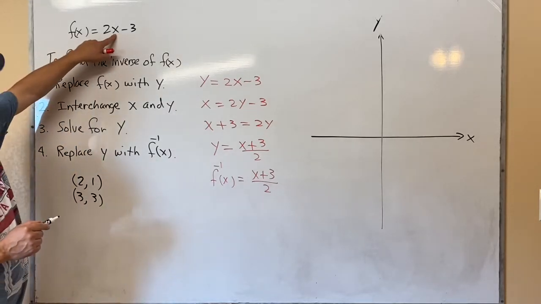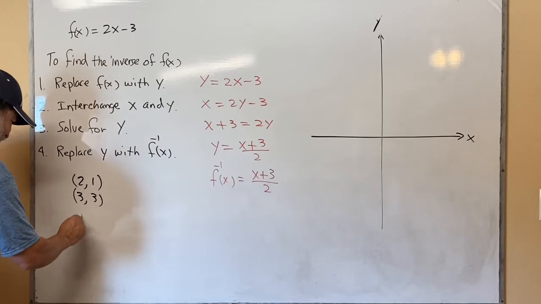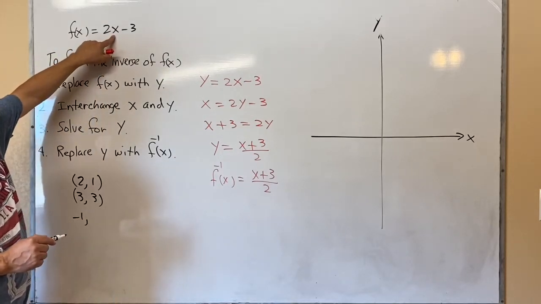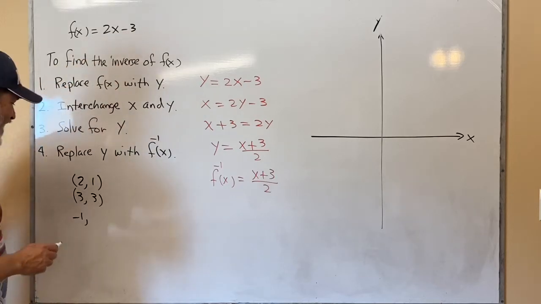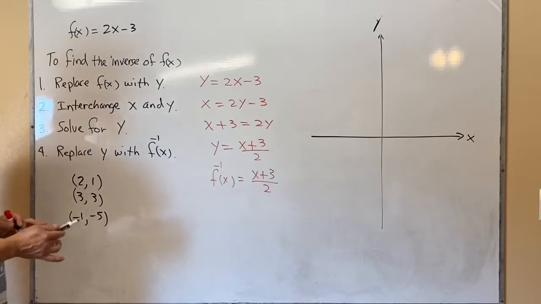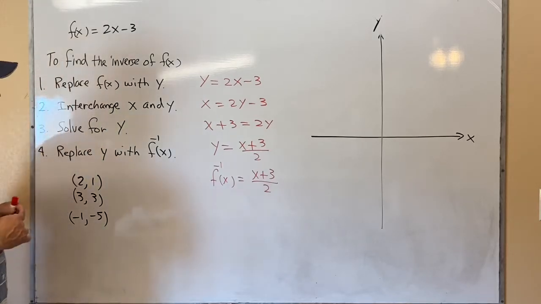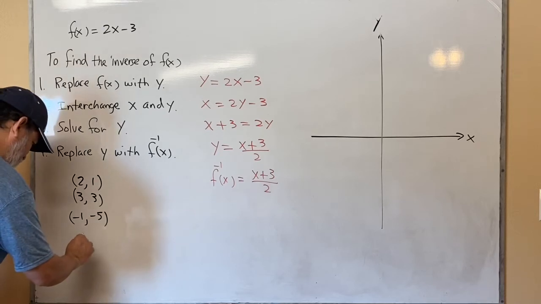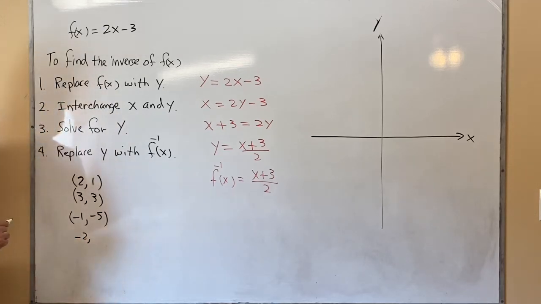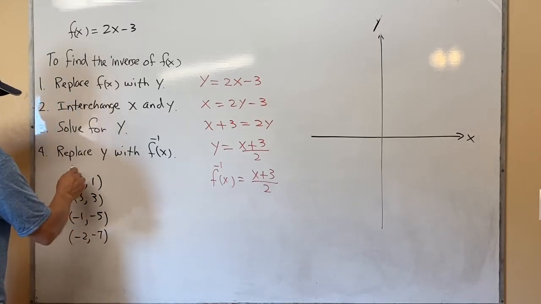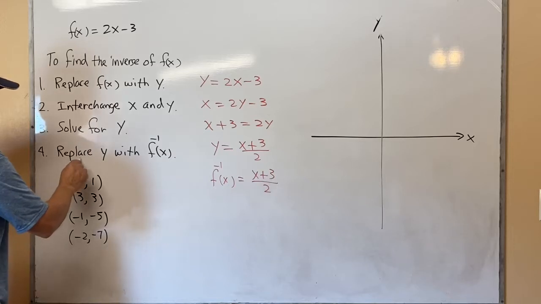Plug in -1. 2 times -1 is -2. Minus 3 is -5. Plug in -2. -2 times 2 is -4. Minus 3 is -7. So these are ordered pairs for the function.